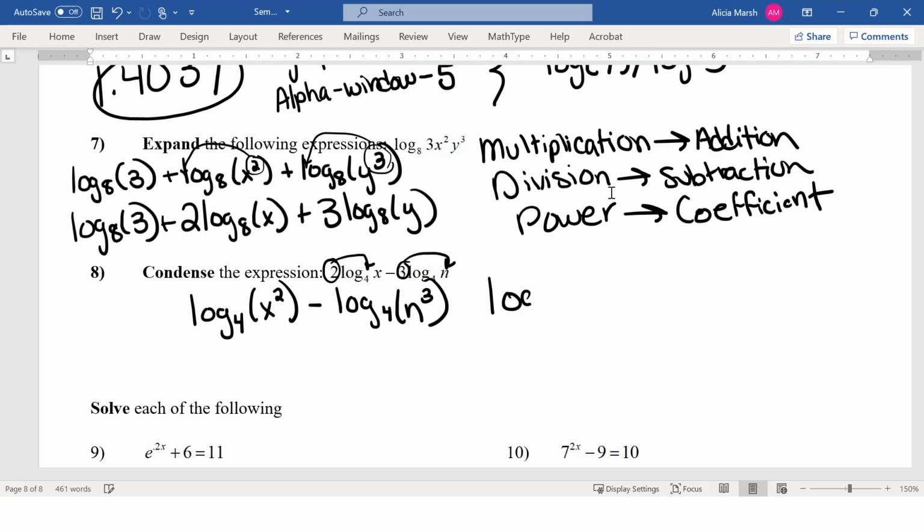And ultimately, we are going to only have a single log in any condensed problem. We should never have more than one. So I'm going to say log base 4 of x squared divided by n cubed. And that is fully done there as well.